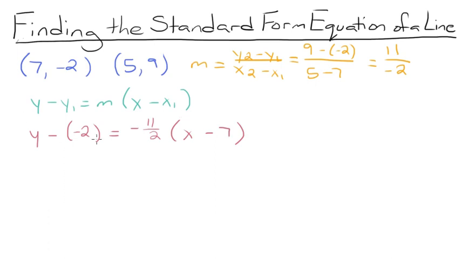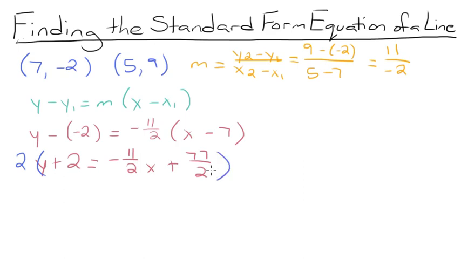Now we have the point-slope equation of our line, so all we have to do is simplify and rearrange a little bit to get our standard form equation. First, let's simplify the subtracting a negative number on the left side and distribute on the right side. So if we do that, we'll get y plus 2 is equal to negative 11 halves x plus negative 11 halves times negative 7, which is positive 77 over 2. From here, we can get rid of our fractions by multiplying the entire equation by 2.